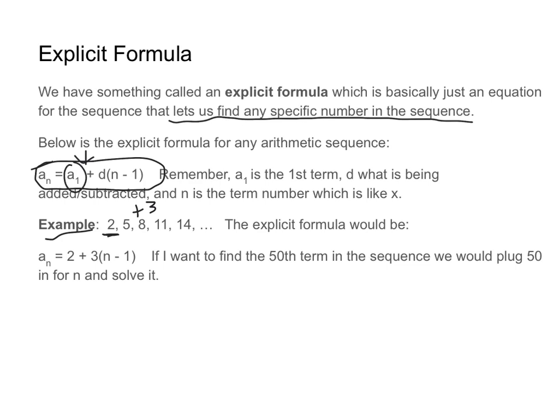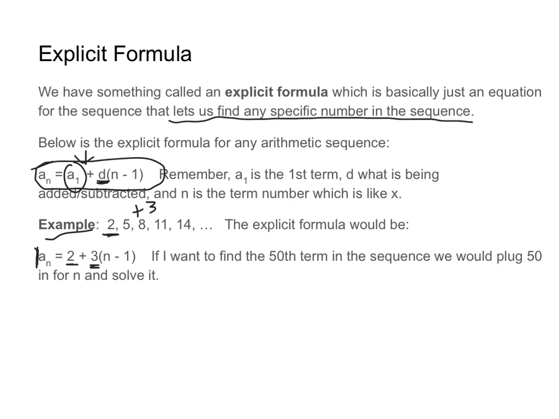If you look right down below, notice where the 2 is. That's the a sub 1. Every time we're adding 3, that's my rule, so the 3 is my d, which we can see there. And then the n minus 1 is always there. We just leave that alone. That's always part of the equation.